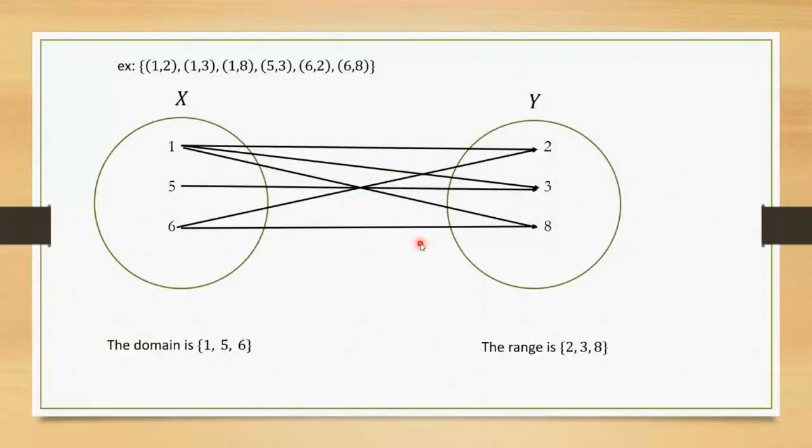So we have this correspondence diagram. And the domain, as we can see, is 1, 5, 6. Again, I said already listed: we don't list something more than once in a set. For the range, it's all the y coordinates. We have 2, 3, and 8. 3, 2, and 8, but those are listed already. So that's what we get there.